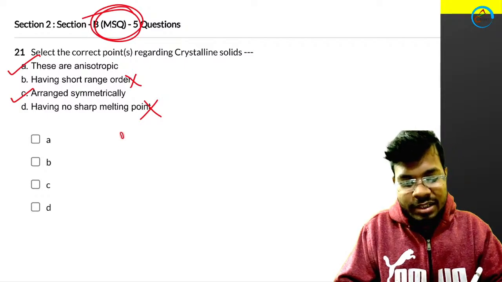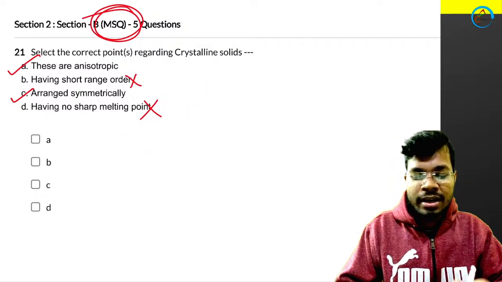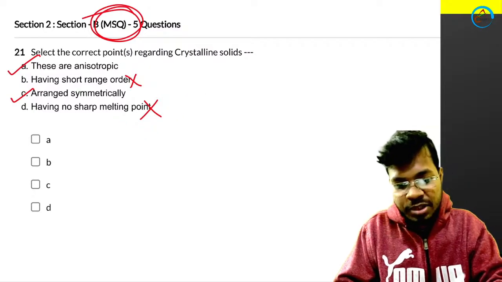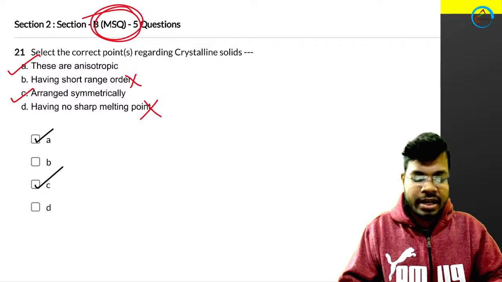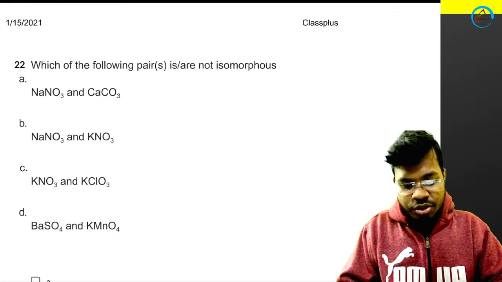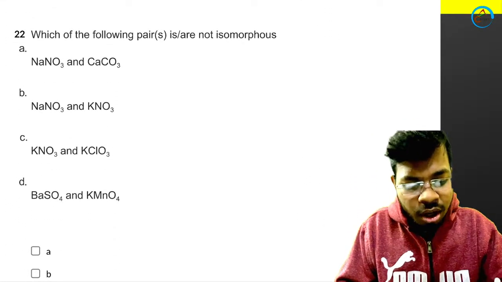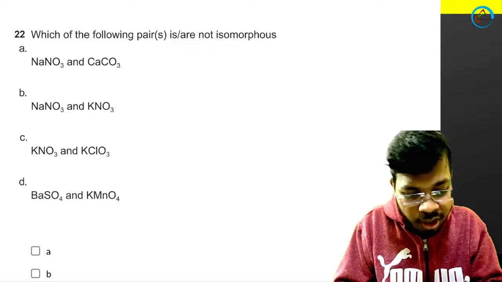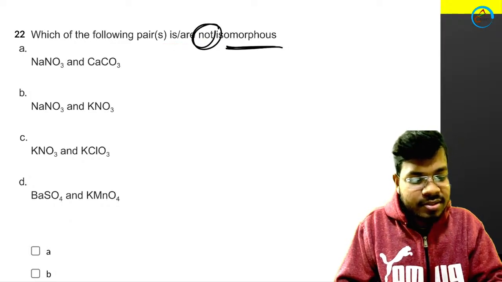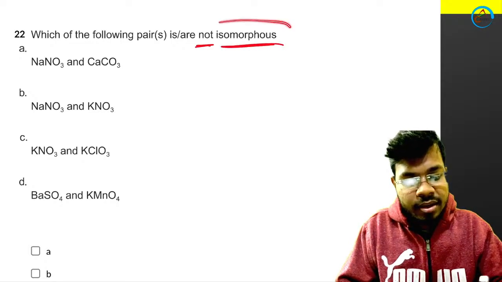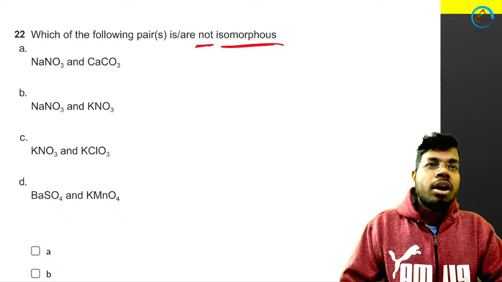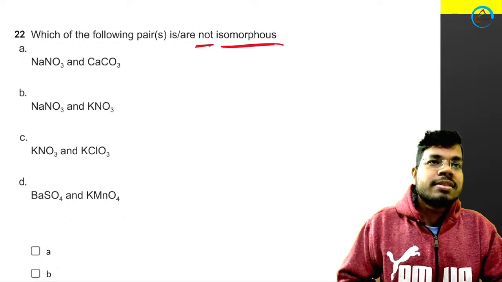So you have to look at this problem. Before giving an answer, please look at the problem. So option A and option C will be correct. Next question. Which of the following pair is or are not isomorphous? Look at the word not.